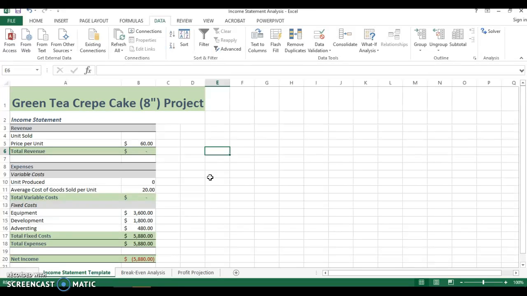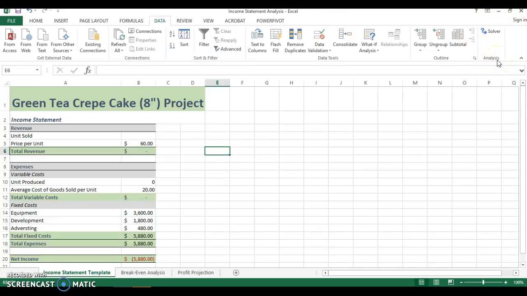The questions to solve in my income statement analysis are how many cakes I need to sell in order to break even, meaning no loss, no gain, and how many cakes I need to sell in order to make $12,000 in profit. Again, please note that the numbers in this income statement are imaginary. They're not real. I'll be showing you how to answer these two questions by using Solver.